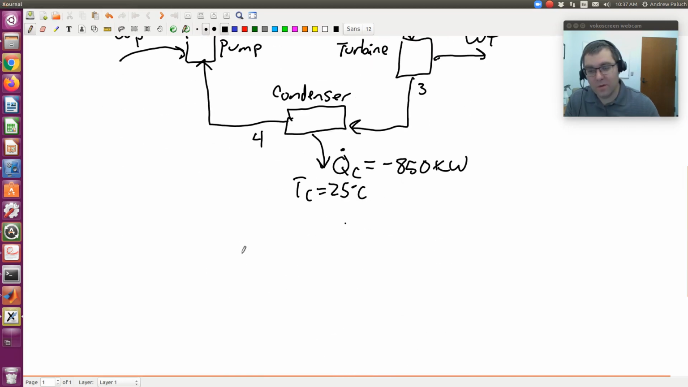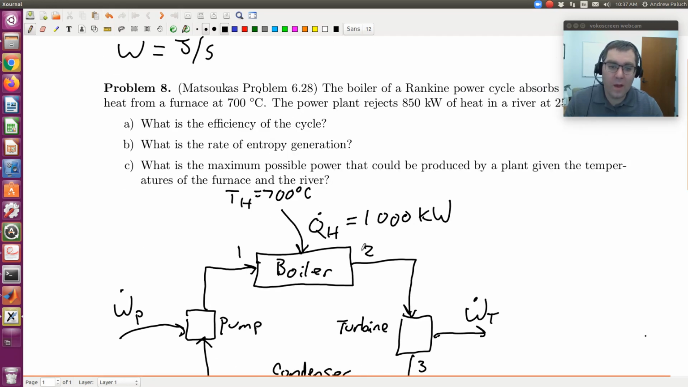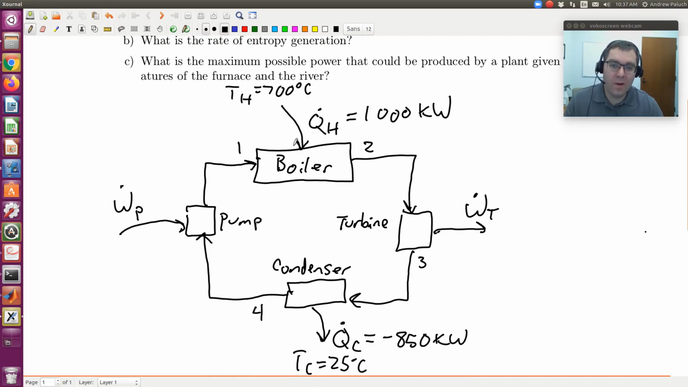If I think about efficiency, just like when we tackled our Carnot engines in the past, our efficiency is going to be the desired output over the required input. Our desired goal is to produce work. The required input is going to be heat. Our desired output is the net amount of work produced by our power plant. Some of that work produced is being fed into our pump.